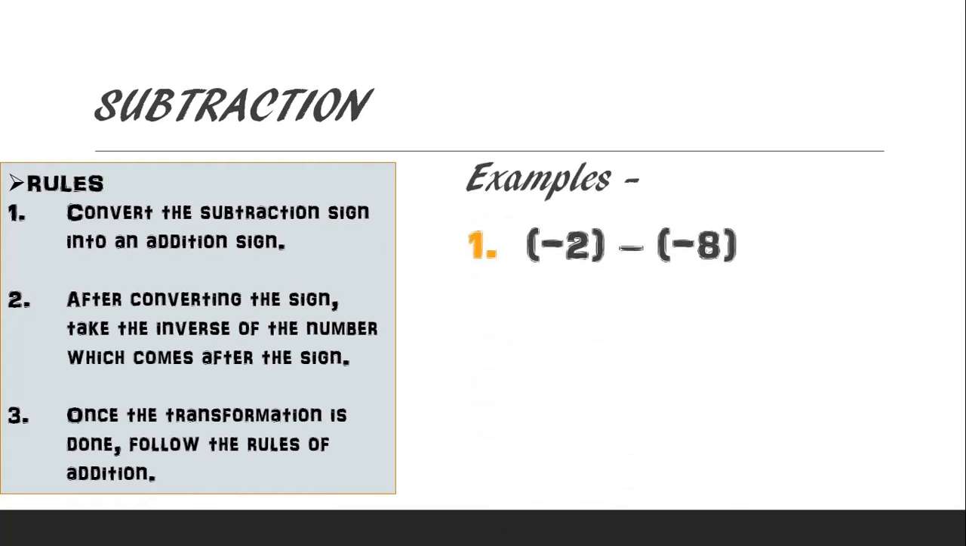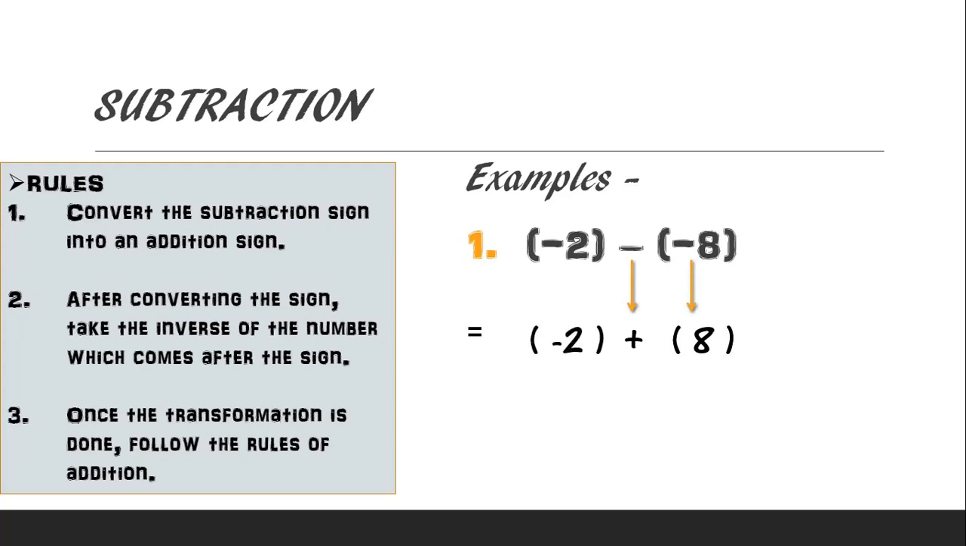Now, as per the given example and rules, you have to convert the minus sign, that means the subtraction sign, into an addition sign. Then you have to convert the sign of the number which is next to the subtraction sign. In this example, minus 8 is the number after the subtraction sign. You have to take its inverse. So minus 8's inverse will be plus 8 and the previous number will be as it is.